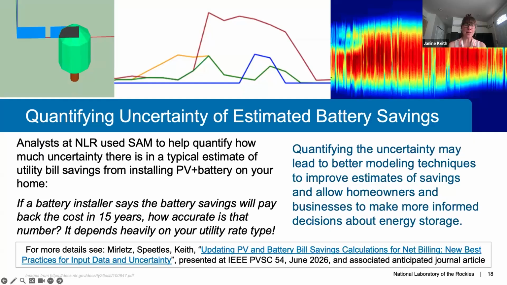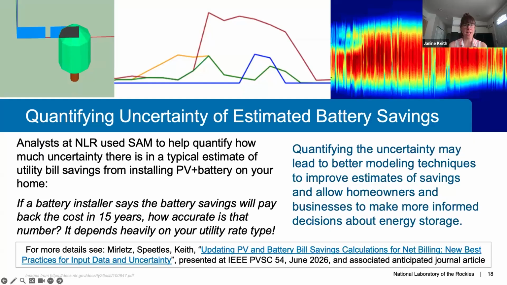It can be as simple as that, or it can be a bit more complex where it's looking at projections of the technology performance, the electricity load for a behind the meter system, and the costs of a given utility rate. And internally, we have used these features recently to help quantify how much uncertainty there is in a typical estimate of the utility bill savings from installing a PV plus battery system on your home.